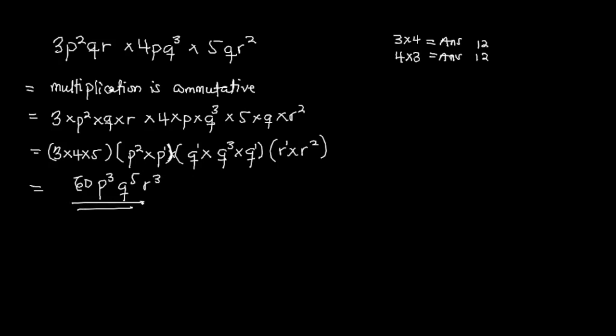I can do it this way, or straight ahead from here, I can say 3 multiplied by 4 multiplied by 5, that will give me 60. Then p multiplied by p squared multiplied by p, that will give me p cubed. Then q multiplied by q cube multiplied by q, that will give me q power 5. And then r multiplied by r squared will give me r power 3. Okay, so I can also do it like that and get my final answer. So either I do it direct by multiplying, or I decide to break all of them down, regroup them, and then do the final multiplication. I'm still going to get the same answer.